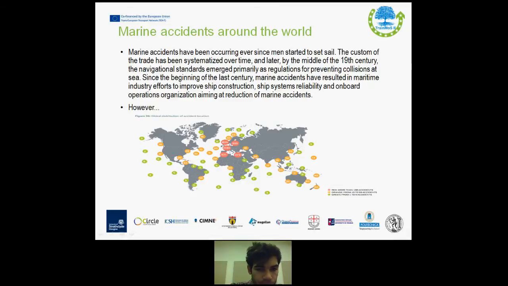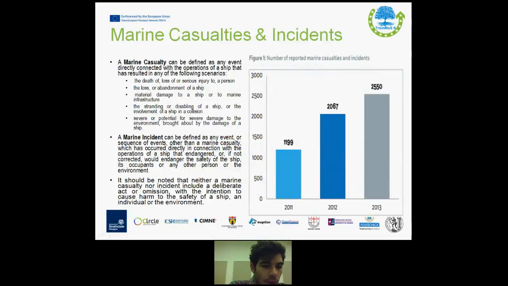Now, moving on to marine casualties and incidents. A marine casualty can be defined as any event directly connected with the operations of a ship that has resulted in any of the following: the death of, or serious injury to, a person; the loss or abandonment of a ship; material damage to a ship or to marine infrastructure; the stranding or disabling of a ship or the involvement of a ship in a collision; or finally, severe damage or potential for severe damage to the environment brought about by the damage of the ship.